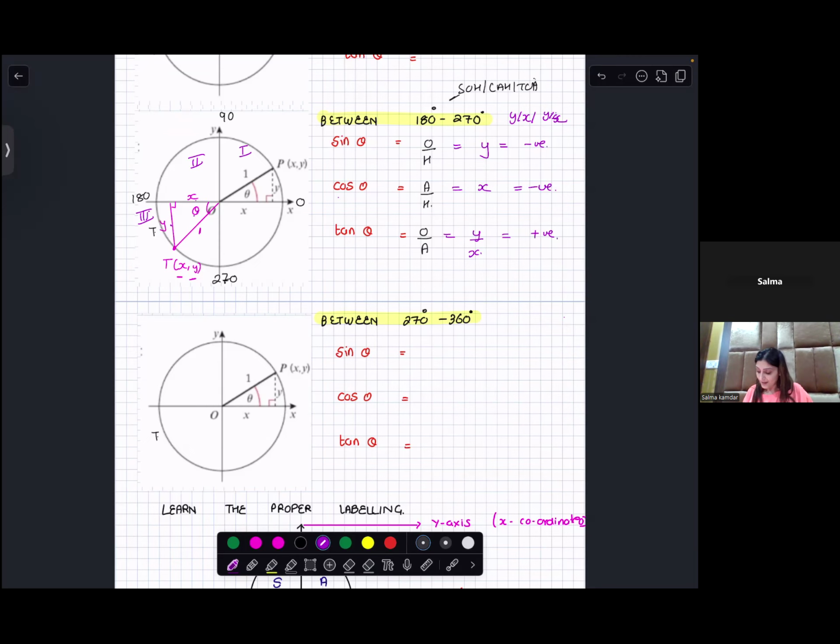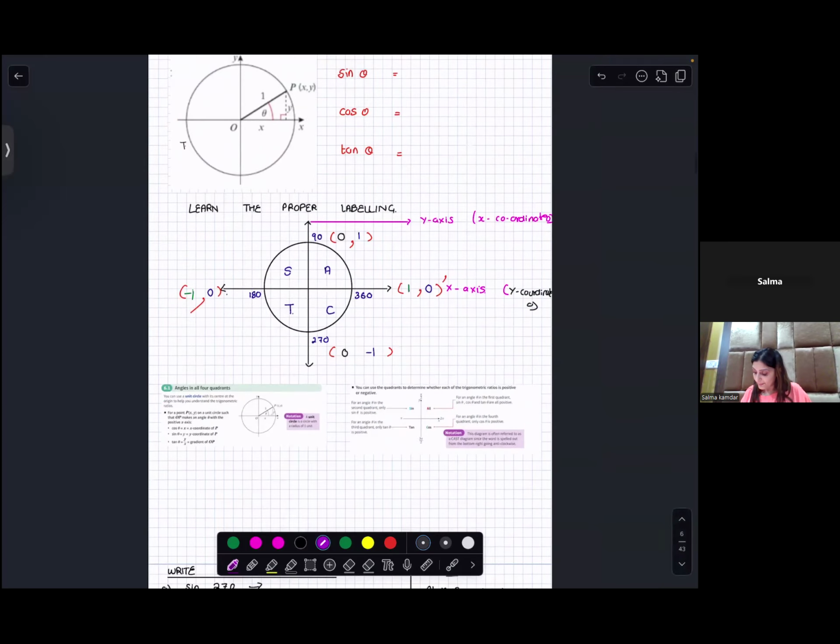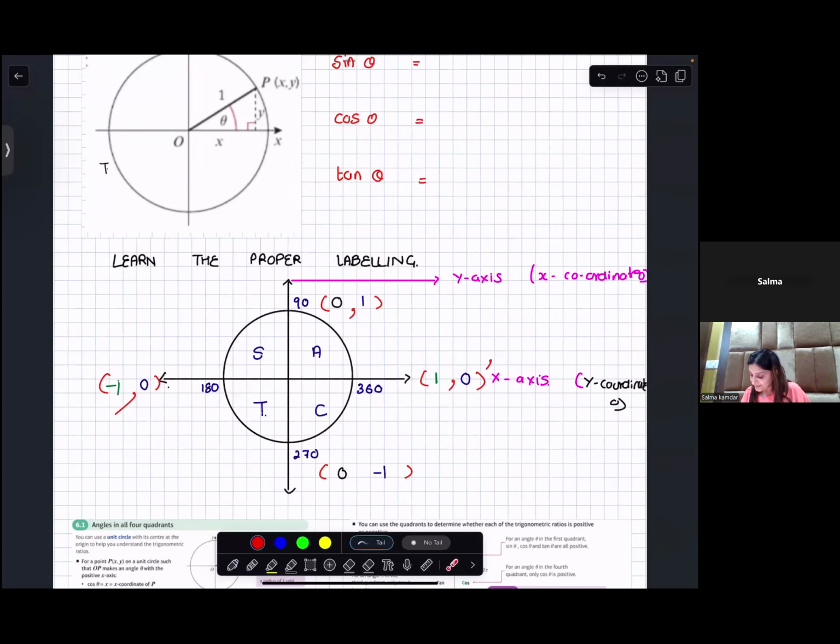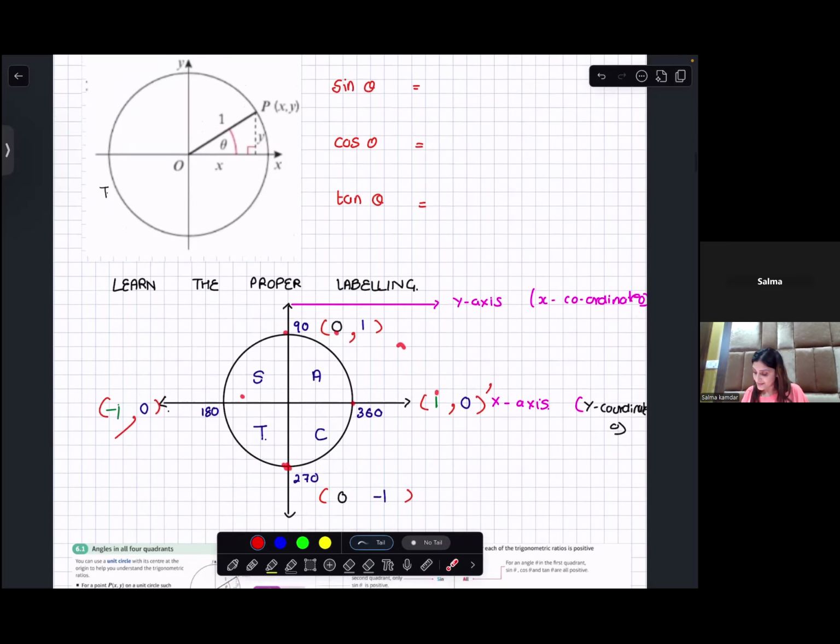If I look at the x and y coordinates very clearly, very properly, you could see that in the first quadrant, my x coordinate is 1 and y coordinate would be 0 over here. At 90 degree, x would be 0 and y is 1. At 180 degree, my x is minus 1 and the y would be 0. And at 270, x is 0 and y is minus 1. So these are the coordinates of the points.